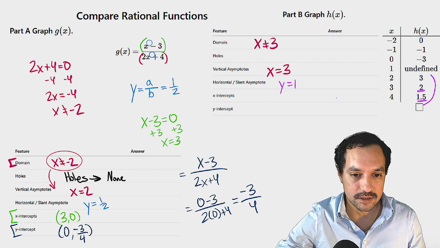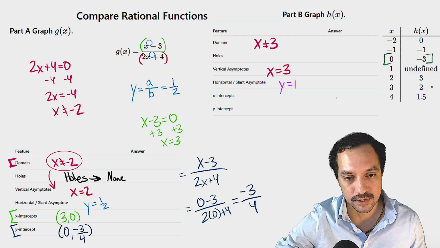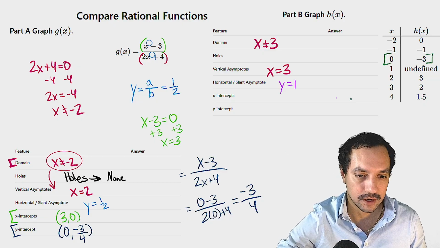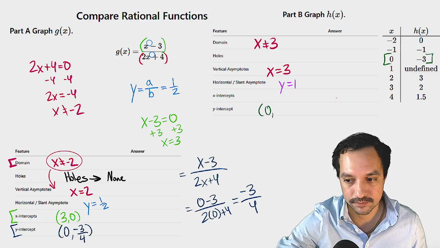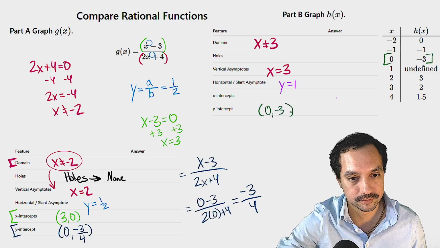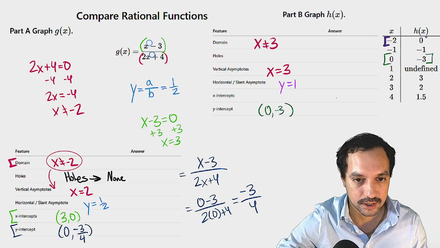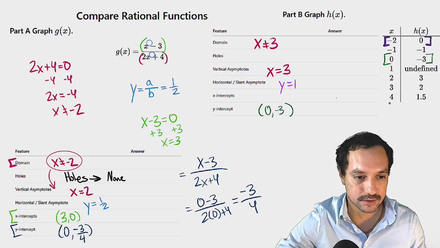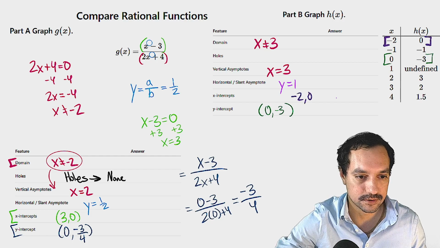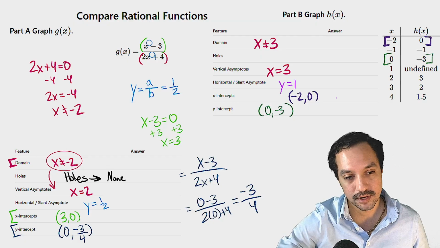I can see a y-intercept. So right here where we have 0, -3. We plugged in 0 for x, output's -3, that's our y-intercept. And I didn't notice it before, but we also have our x-intercept here. So that's where y is 0. We get -2, 0. All right, and then same thing for this.